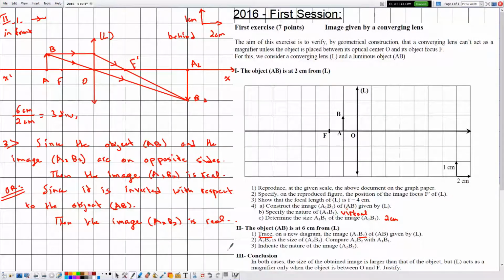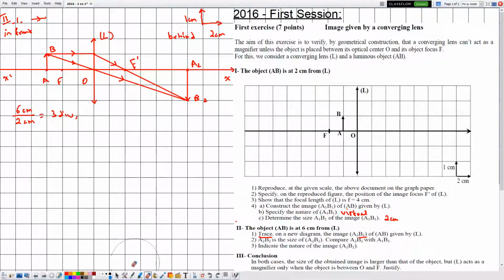Okay. And now we have reached the final part, which is part 3, the conclusion. So they are telling me in both cases the size of the obtained image is larger than that of the object, but L acts as a magnifier only when the object is between O and F. Justify. So in other words, they are asking me about the role of the lens, and we know that the role of the lens can be determined from the properties of the image. So if the image is virtual and larger in size, then the lens plays the role of a magnifier.